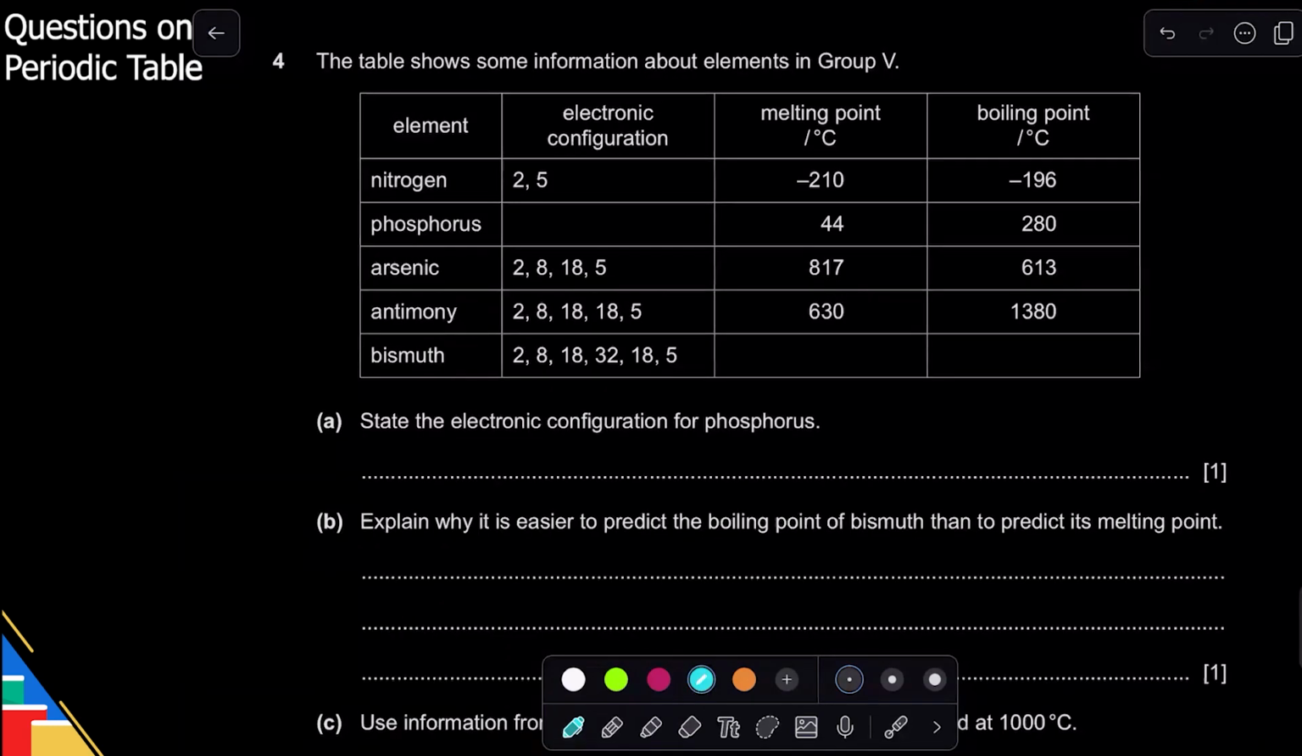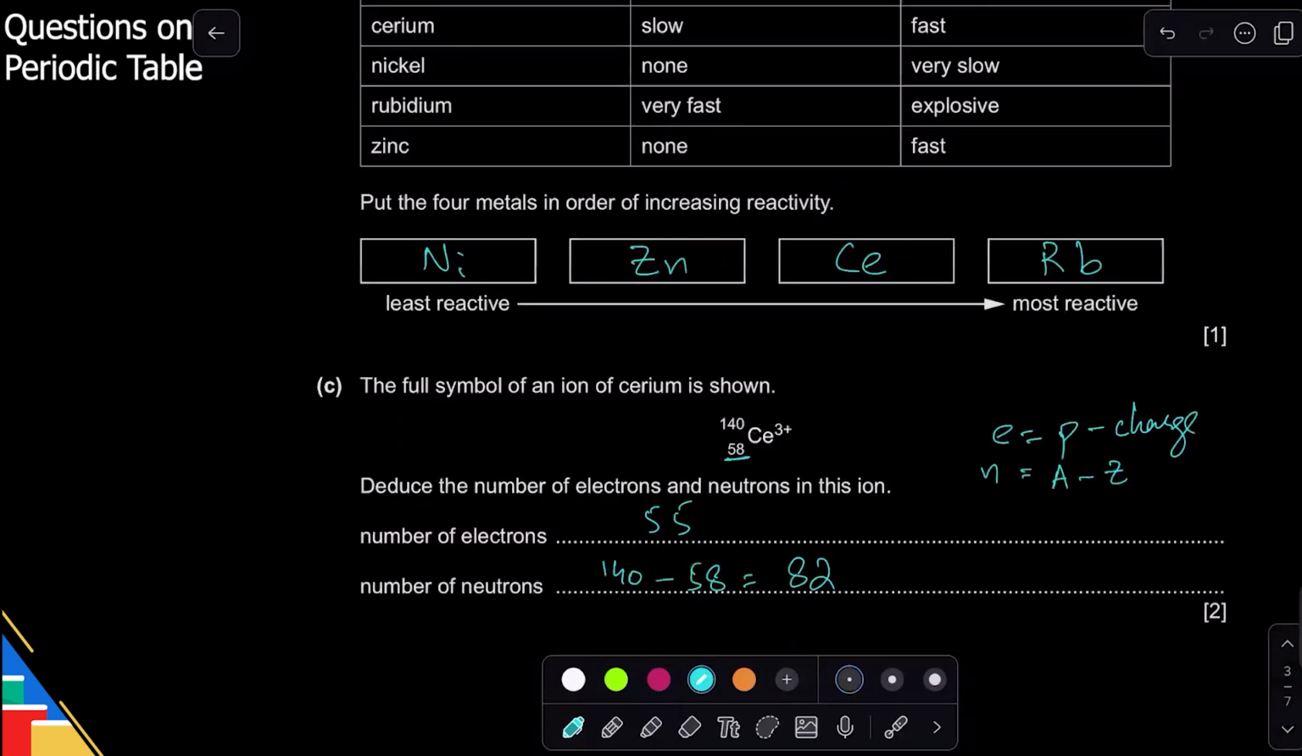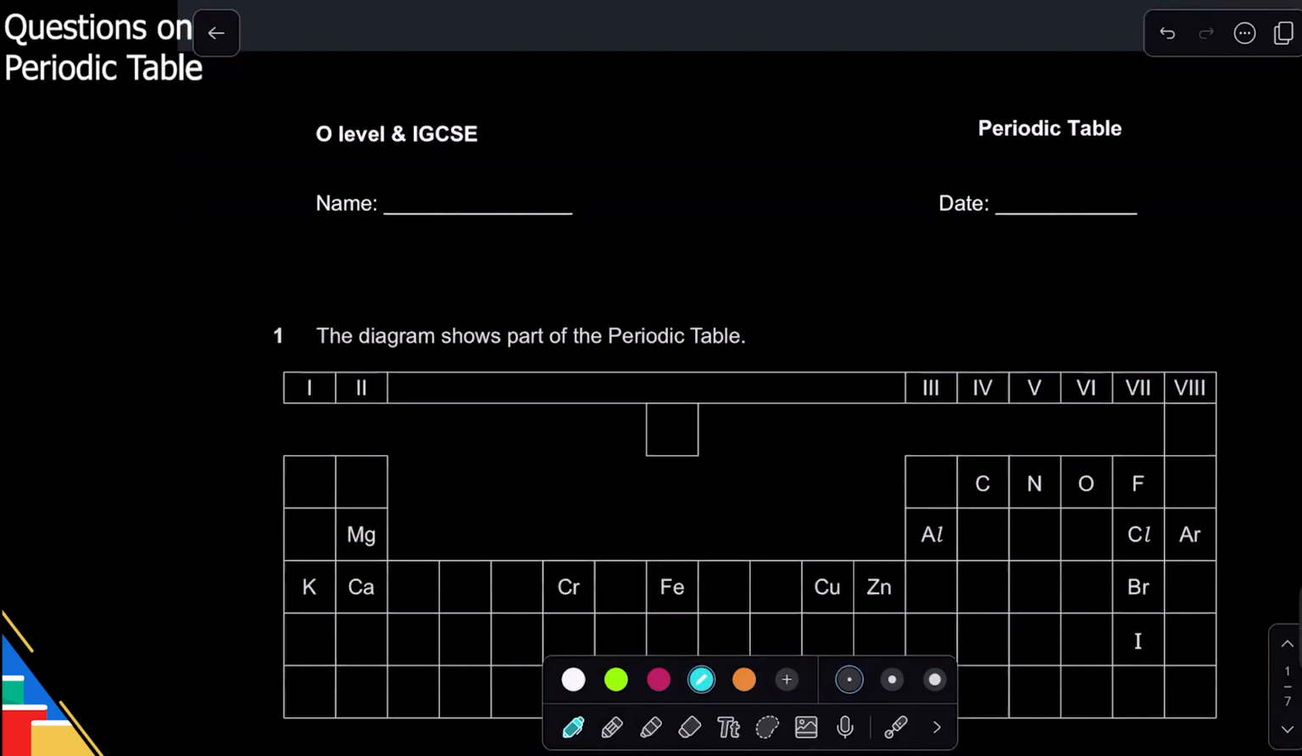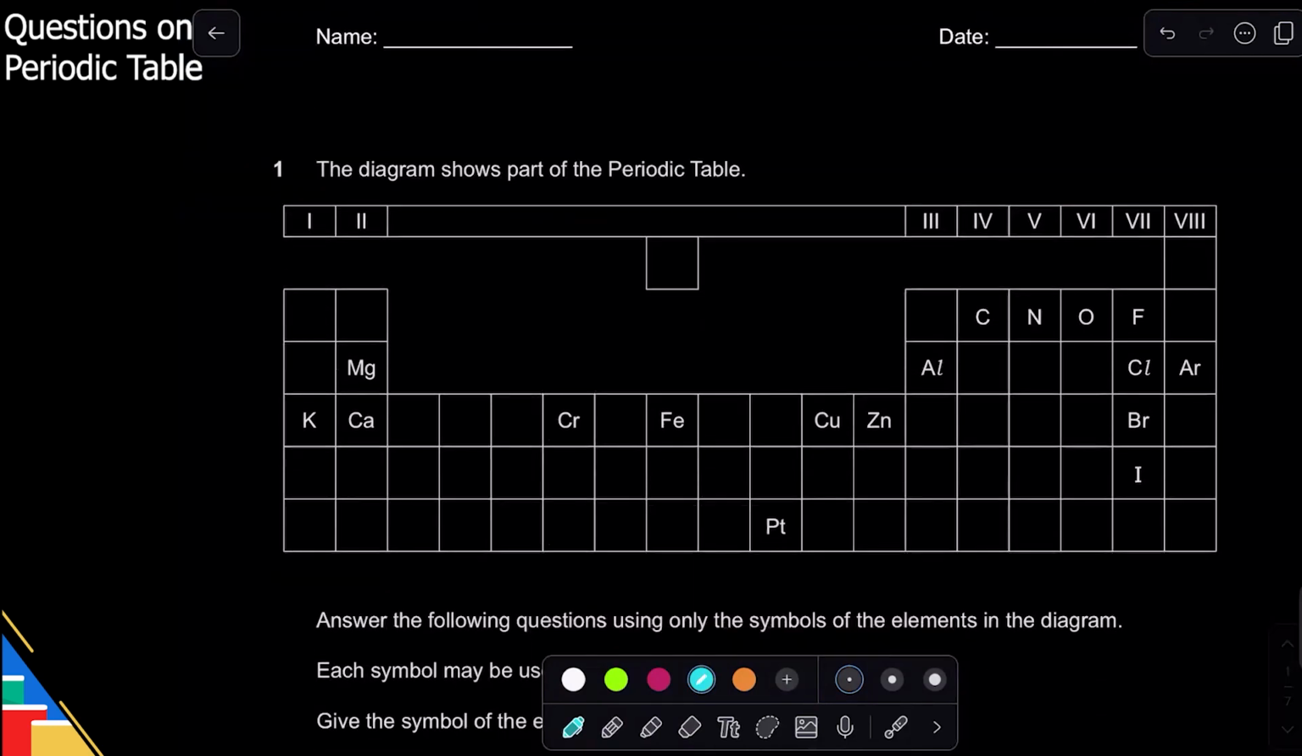The table shows some information about elements in group 5. Okay, state the electronic configuration of phosphorus. Again, let's go to the periodic table. यहाँ पे हमारे पास एक rough periodic table दिया हुआ है. Phosphorus is, I think phosphorus is here. Let's confirm. Yes, phosphorus is there.